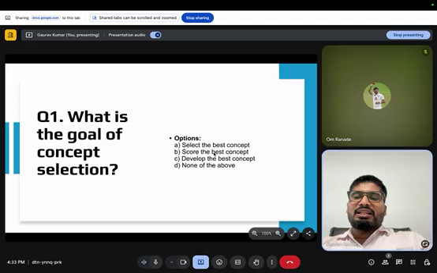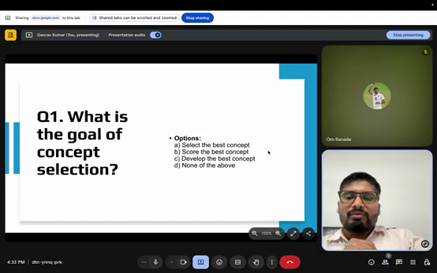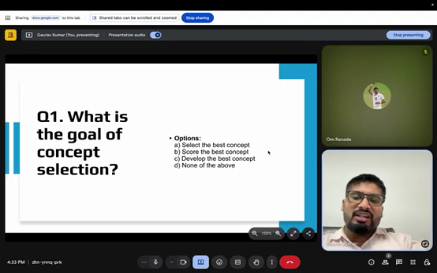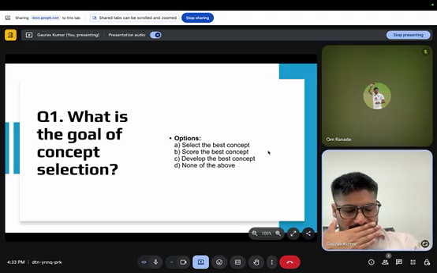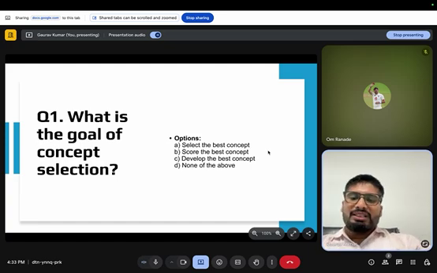Option A, select the best concept, appears correct at first glance, but lacks the element of refinement inherent in professional design practice. The selection is indeed part of the process, but the ultimate goal is improvement through informed evaluation.